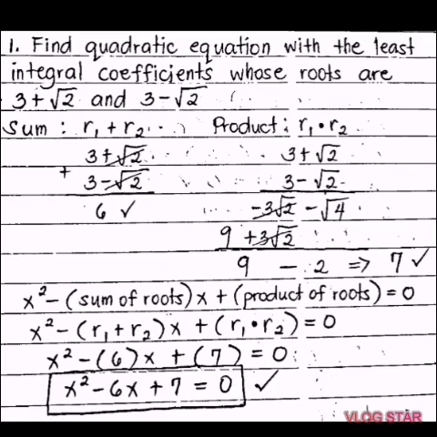So how about the product? The product is r sub 1 times r sub 2. We multiply 3 plus square root of 2 and 3 minus square root of 2. You multiply like you are multiplying whole numbers. So first, this side: negative square root of 2 times square root of 2. 2 times 2 is 4, square root of 4. Why negative? Because positive times negative is negative.